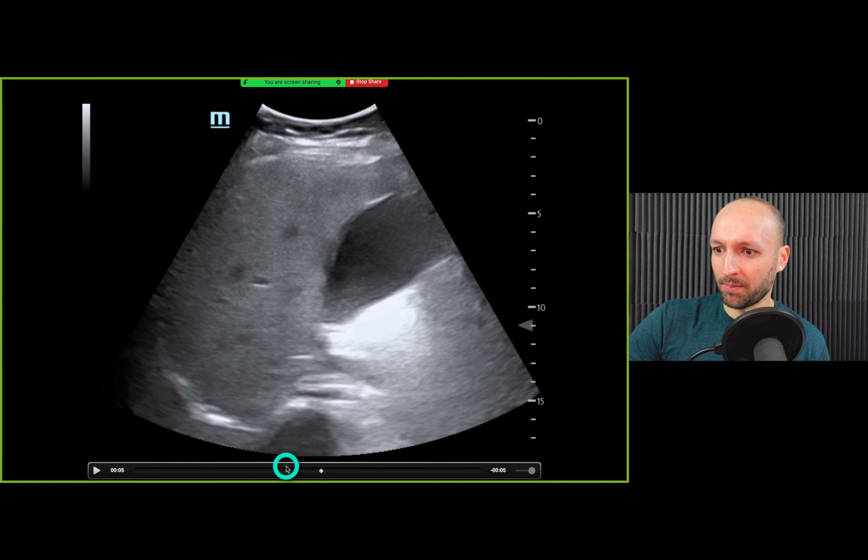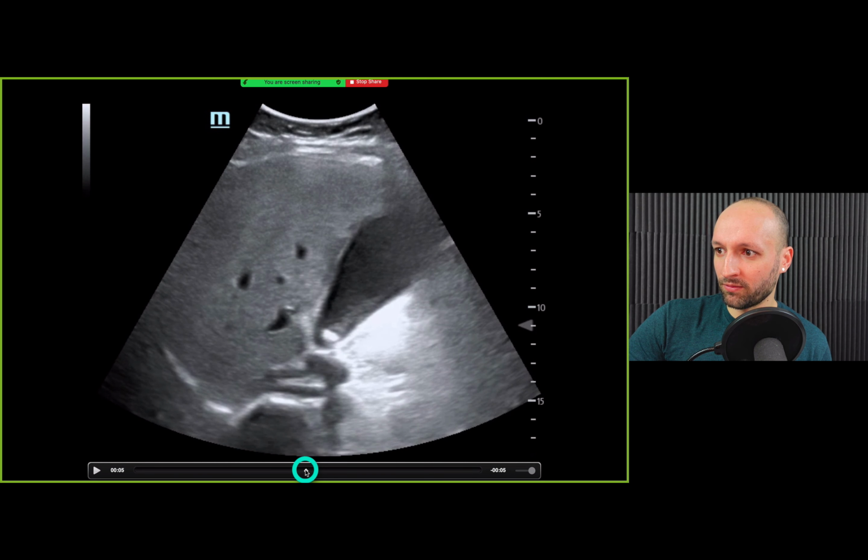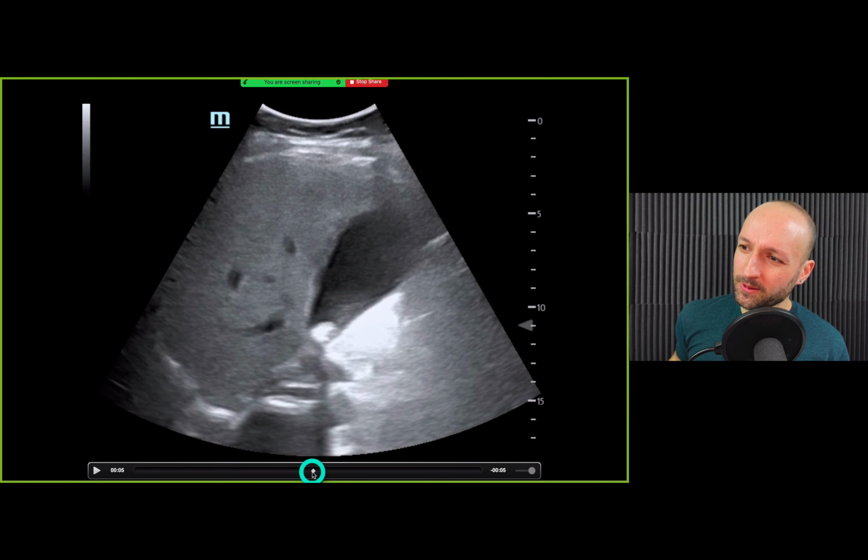What about this one right here? What do you guys see here? I'm going to pause it right on the most important frame, which is right here. You guys see that little guy in the neck? That is a gallstone. That is an obstructing gallstone right at the neck.